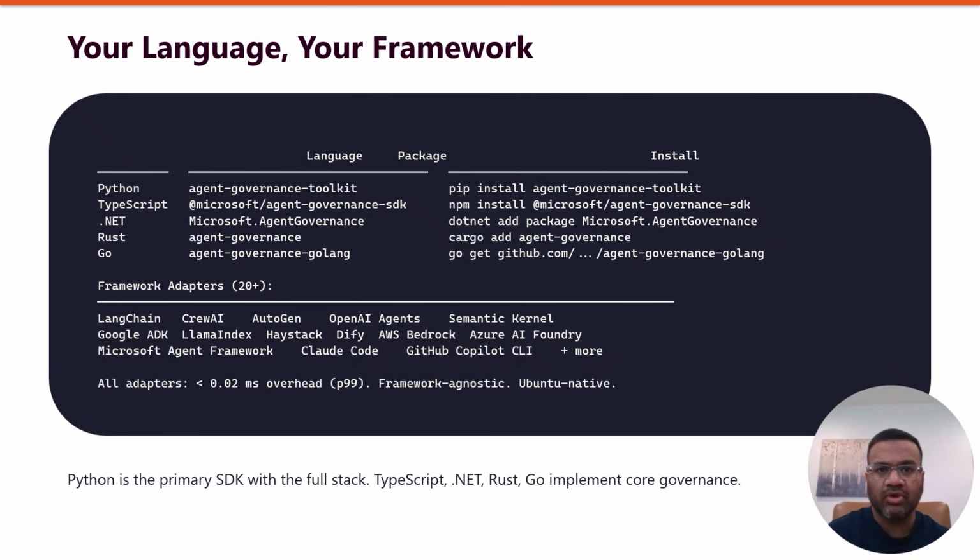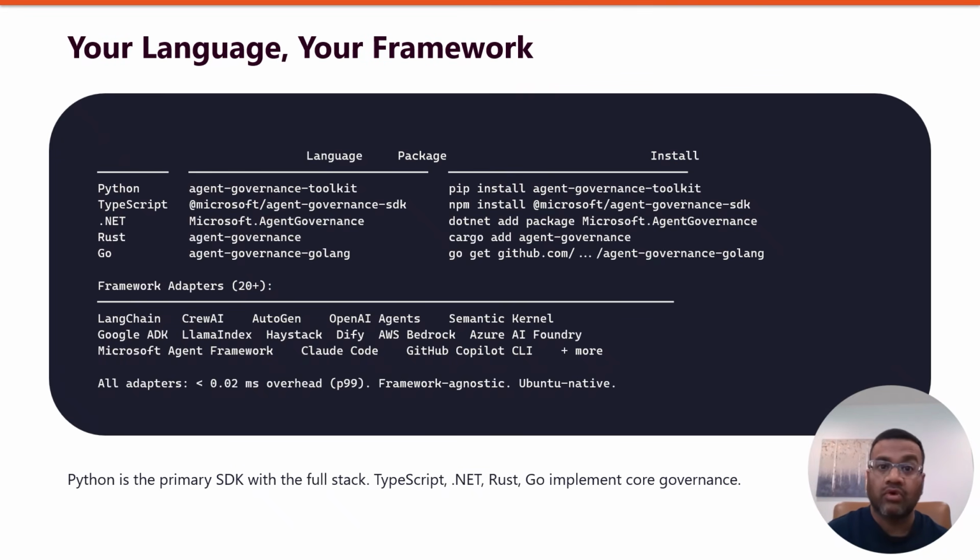For the Ubuntu community, a few things to highlight. Python works everywhere Ubuntu runs. The TypeScript SDK works with Node.js on Ubuntu. The Rust SDK compiles natively on Ubuntu with zero runtime dependencies. The Go SDK is a single binary.